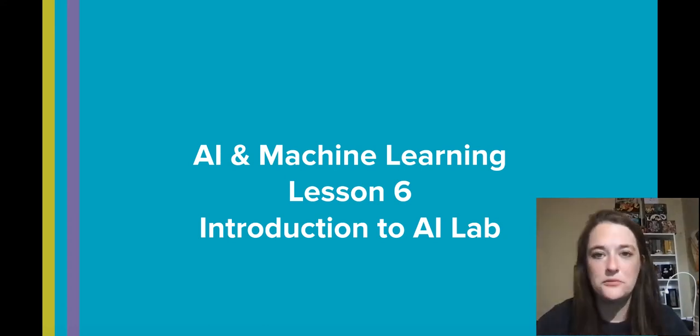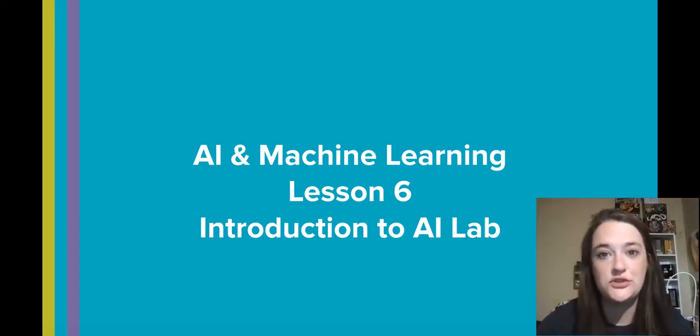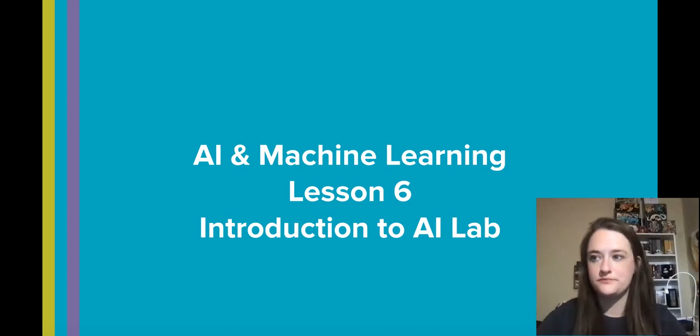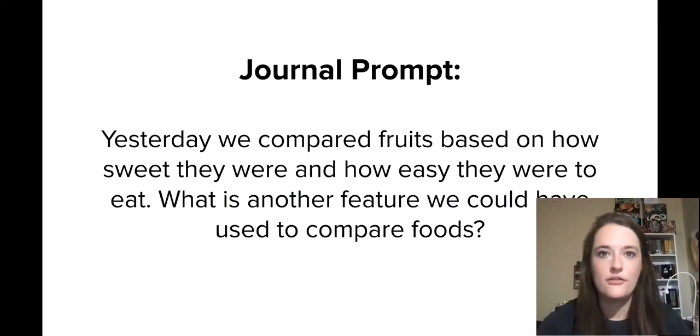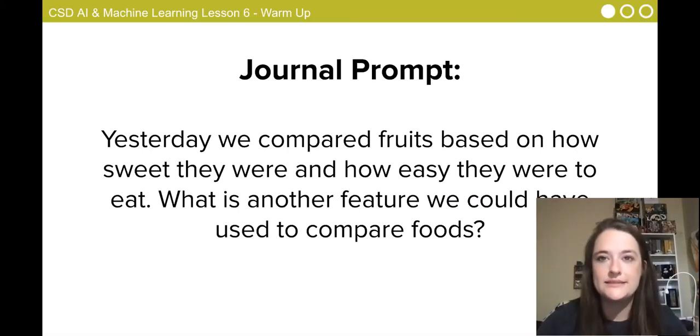In this lesson, we will have an introduction to AI Lab. So in the last lesson, we compared fruits based on how sweet and how easy they were to eat. What is another feature we could have used to compare foods?